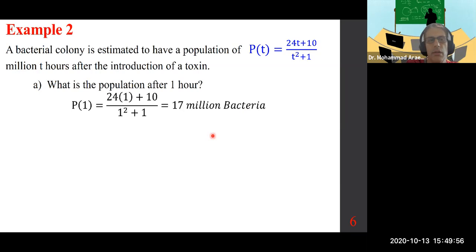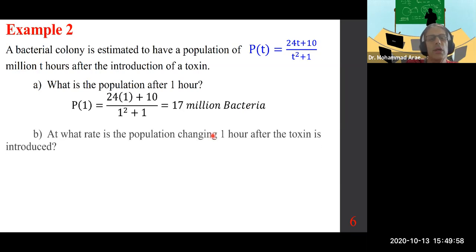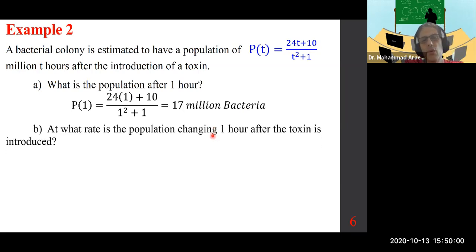Okay. Part B, we are interested in the rate and given only 1 point in time. That means instantaneous. That means differentiate. Differentiation requires the quotient rule. So you differentiate P of t using the quotient rule. The top gives you 24 times the bottom, minus the derivative of the bottom, 2t, times the top, over the bottom squared.